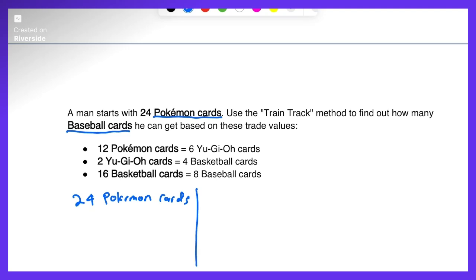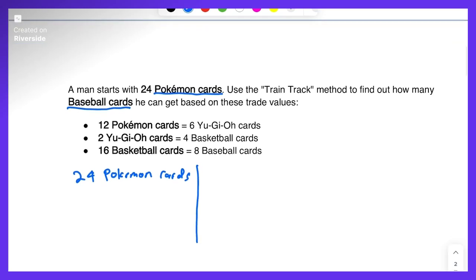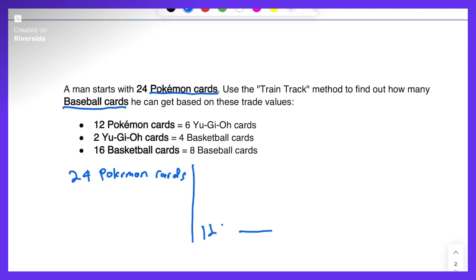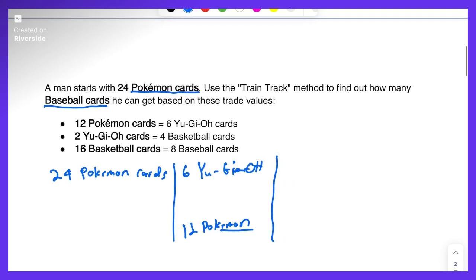Okay, well, if we look at these conversions, we see that 12 Pokemon cards is equal to 6 Yu-Gi-Oh cards. So we can write down Pokemon cards down here to cancel out those units. We know 12 Pokemon cards is equal to 6 Yu-Gi-Oh cards. Now what do we do? Well, we know 2 Yu-Gi-Oh cards is equal to 4 basketball cards. So we can write that down also. We know 2 Yu-Gi-Oh cards is equal to 4 basketball cards.